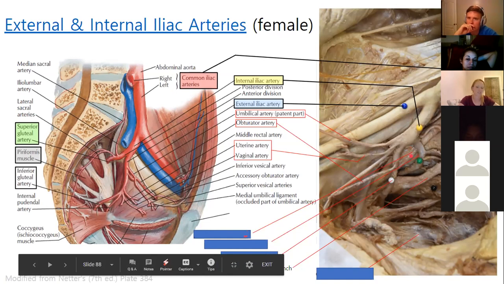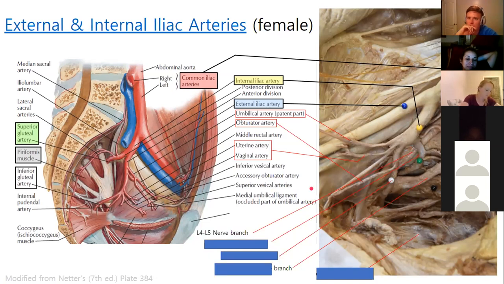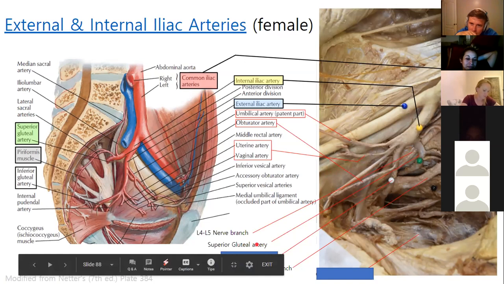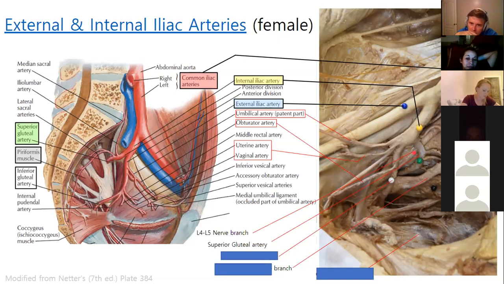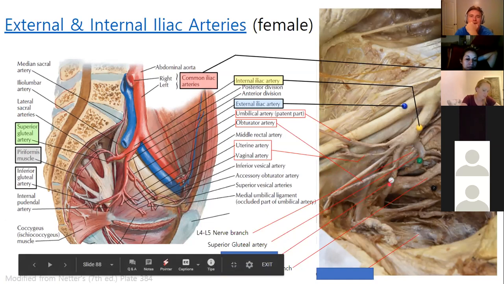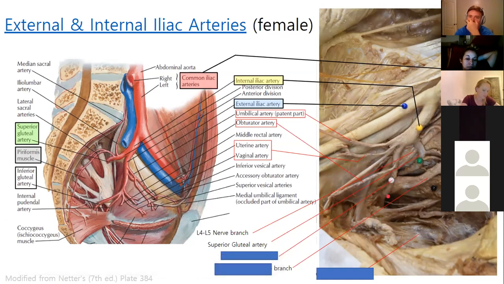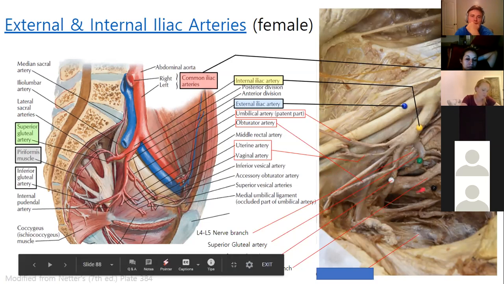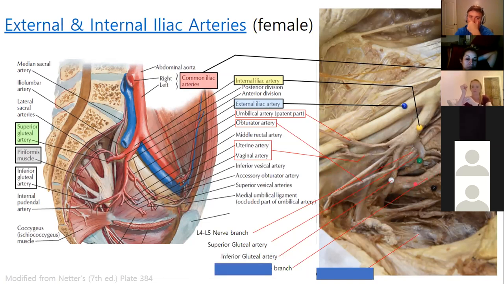Superior gluteal on that one. Oh, where is that pointing? I lost it. I guess they were right next to each other. I gotcha. Okay. That's going to be the inferior gluteal because it's below S1. So the superior gluteal goes in between L4, L5, and the inferior gluteal goes below L4, L5, right? Or below S1.